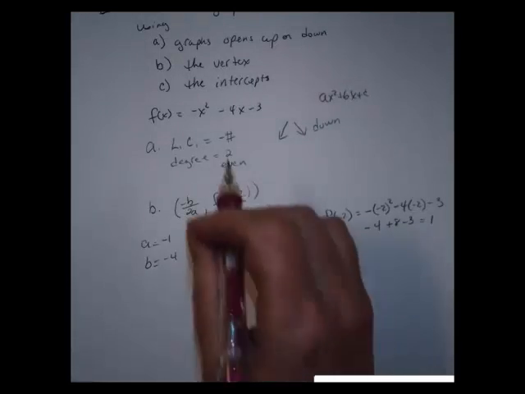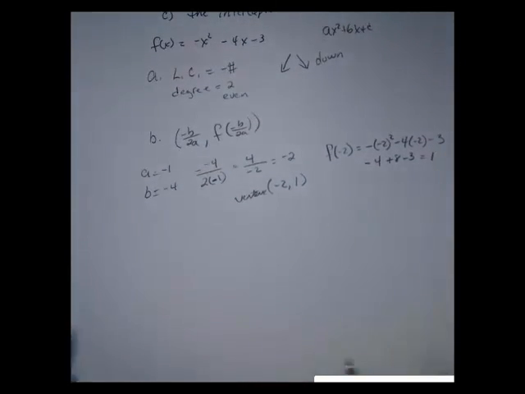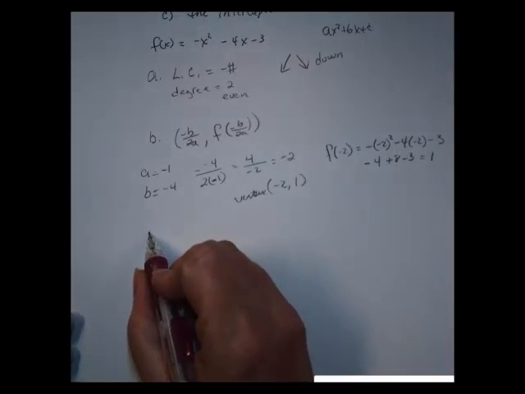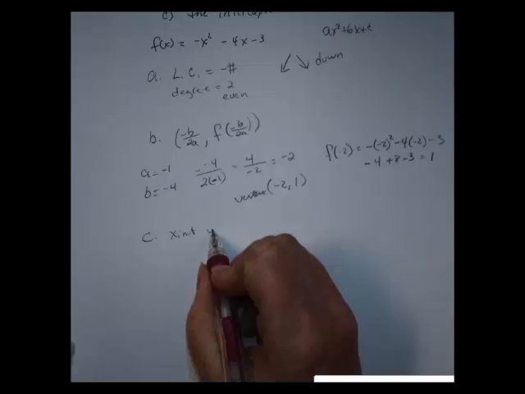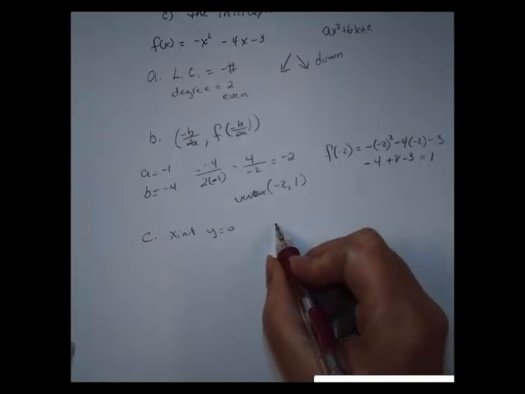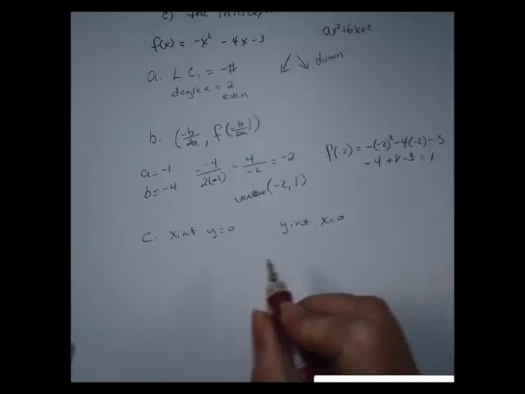The third part we need to do is find our intercepts. Now we've done intercepts in other problems. So we remember that to find our x-intercept, we're looking at y equal to 0, and to find our y-intercept, x will equal 0.